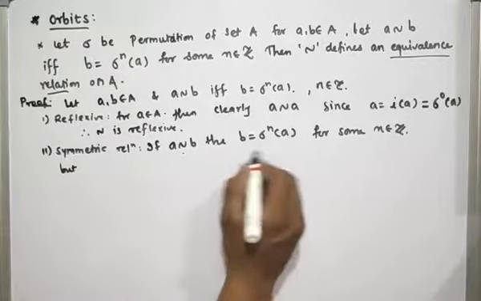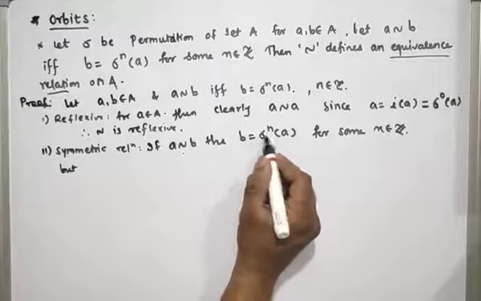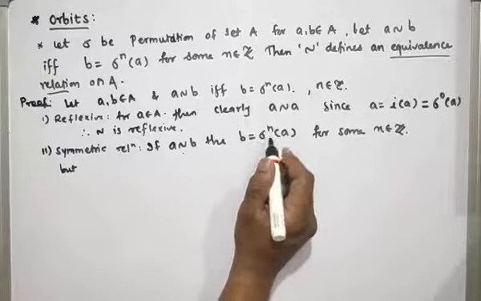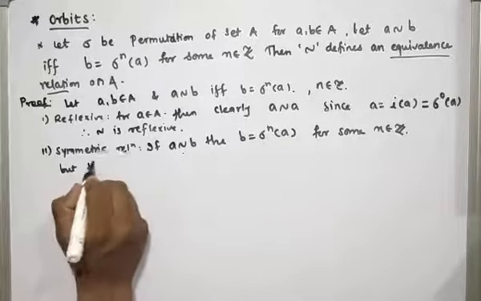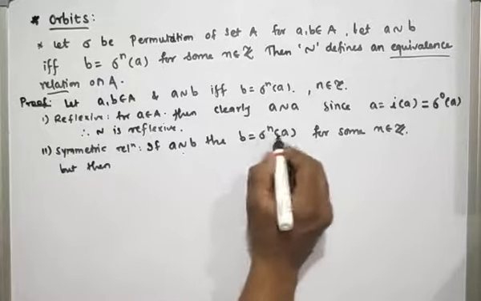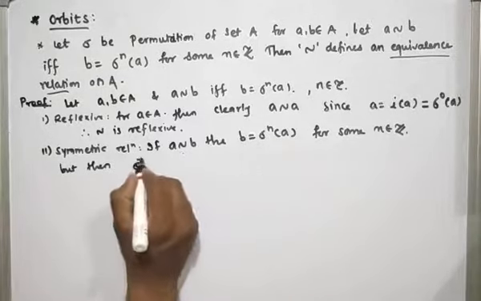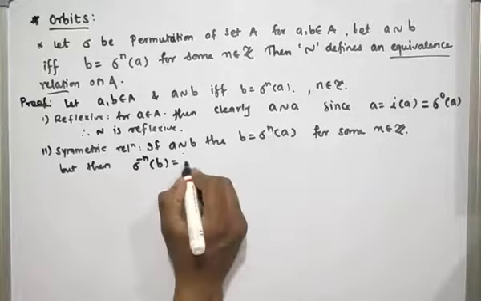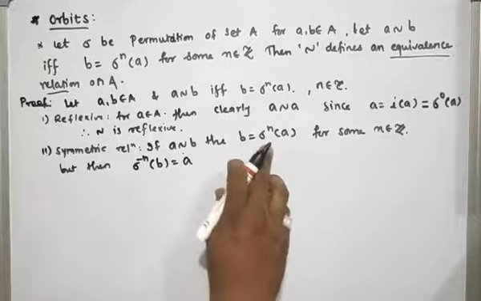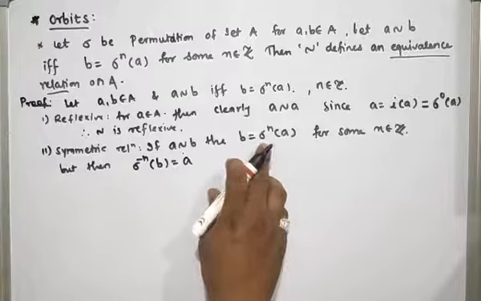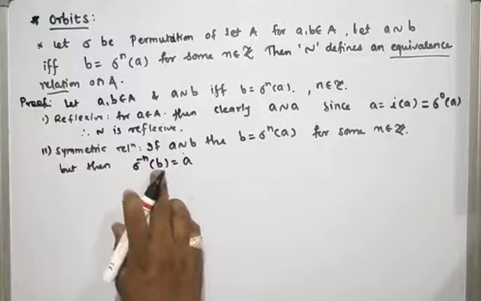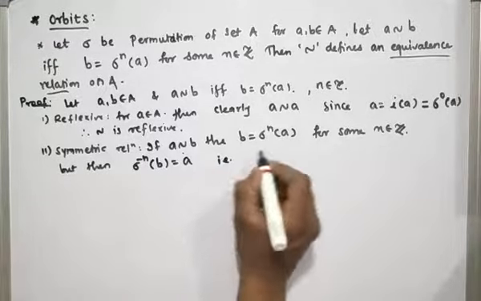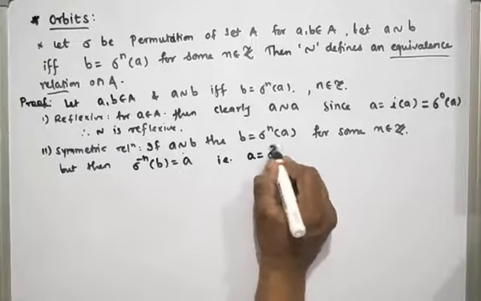Here B is equal to sigma raised to n of A, so by using the inverse power of sigma raised to n, what will we get? I will apply sigma raised to minus n on both sides. So sigma raised to minus n of B is equal to sigma raised to minus n times sigma raised to n of A, and sigma raised to minus n and n get cancelled, so we get A. So A is equal to sigma raised to minus n of B.